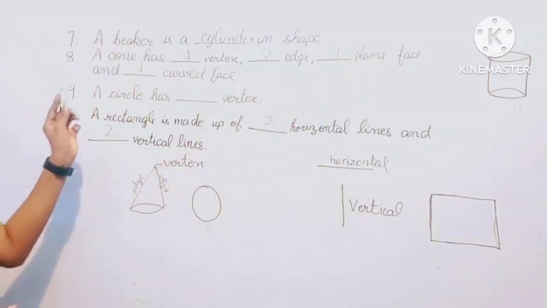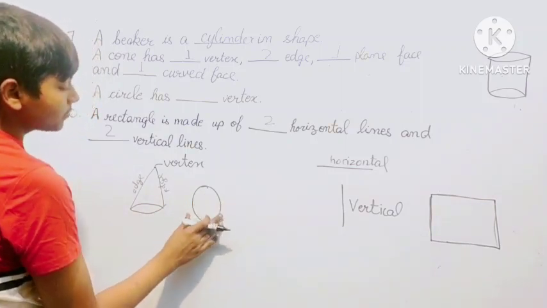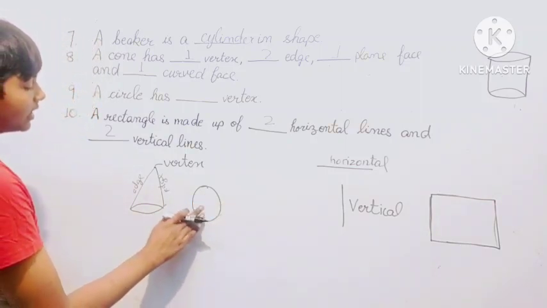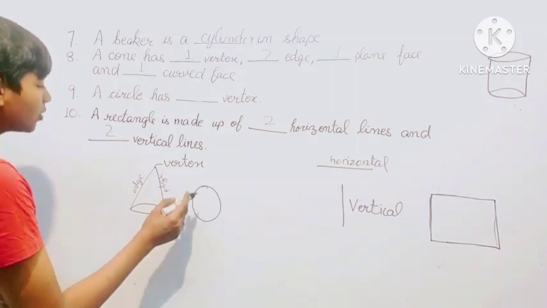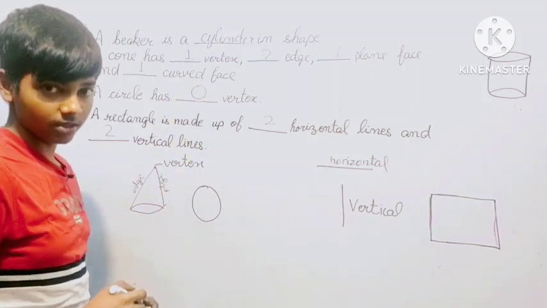And our next question is, a circle has dash vertex. So let's draw a circle as well. In here there are no edges, and since there are no edges, there can be no possible vertex. So there are 0 vertices in a circle.